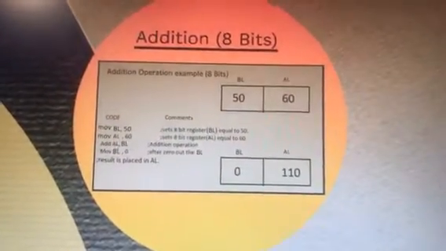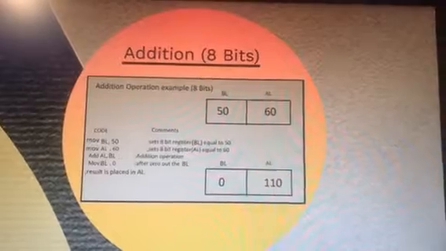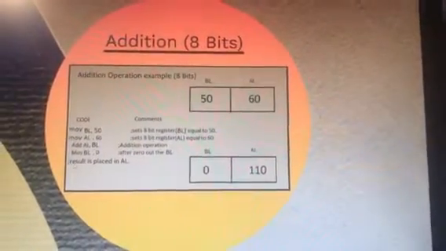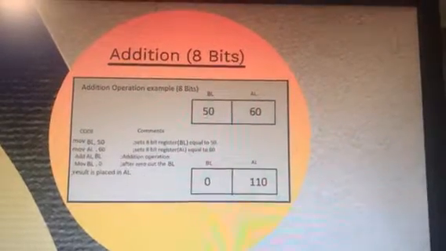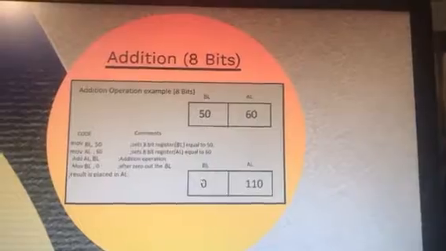Note here we have two cases, both registers are involved, and after that we just zero it out. This will become important for future cases. I also put some notes here: the result is placed in AL. So 50 plus 60 is 110, and I just zeroed out BL.